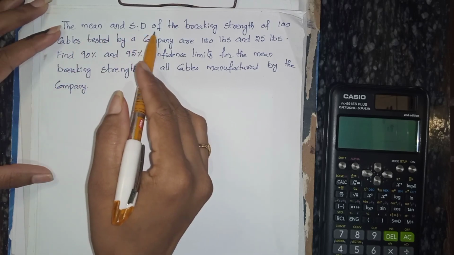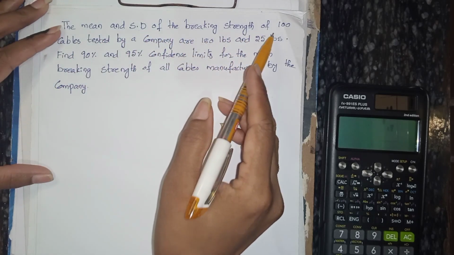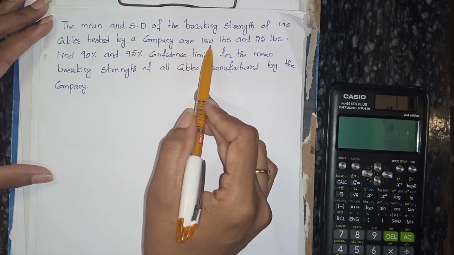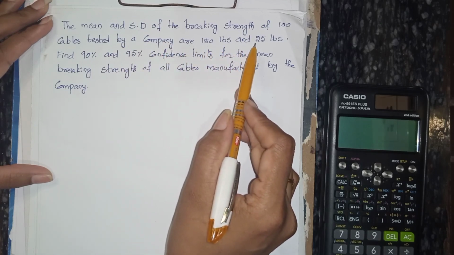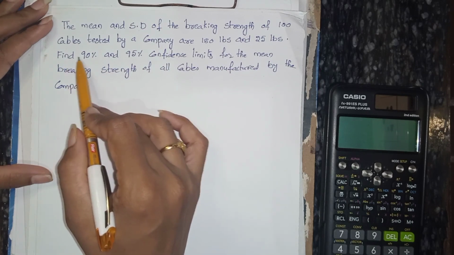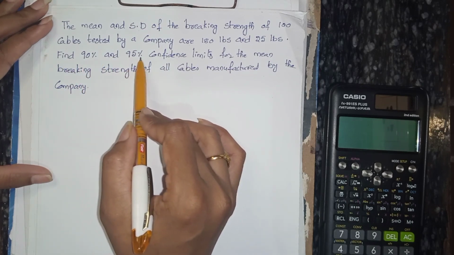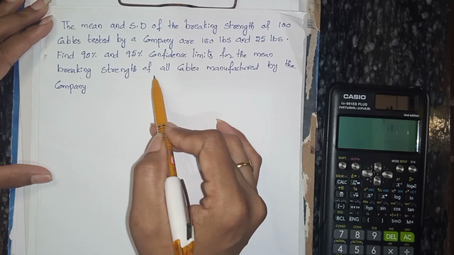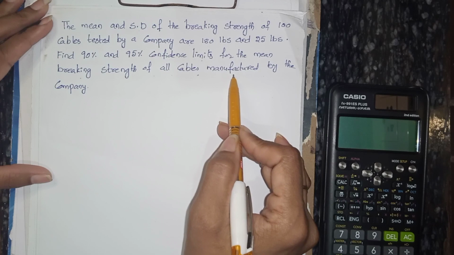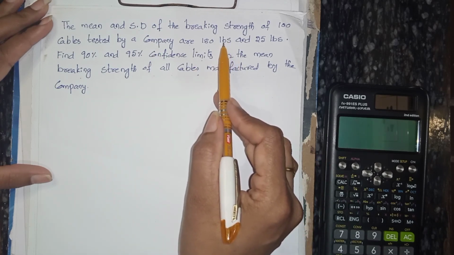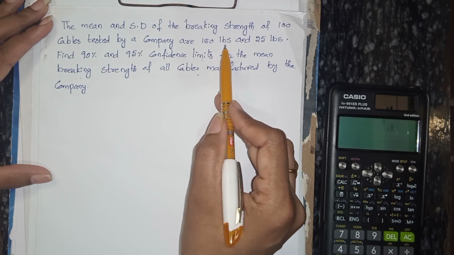The mean and standard deviation of the breaking strength of 100 cables tested by a company are 180 lbs and 25 lbs. Find 90% and 95% confidence limits for the mean breaking strength of all cables manufactured by the company. This lbs is also called pounds. It is a unit for force.